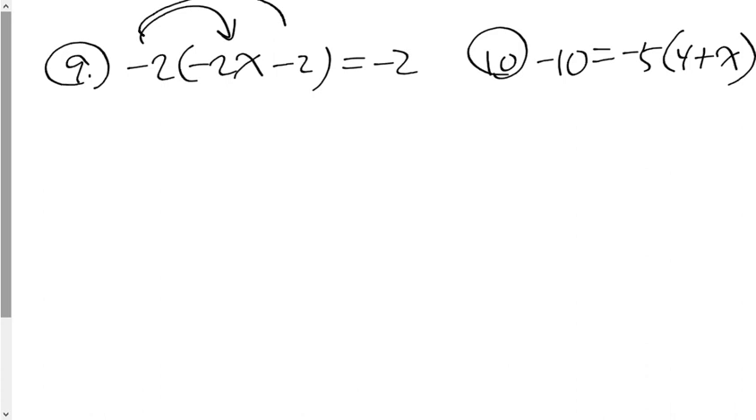If you think about the multiplication of these two, when we talked about distributive property, this is really a negative 2 multiplied by negative 2x and a negative 2 multiplied by a negative 2, because you're multiplying both of those parts in the bracket by negative 2. So a negative 2 times a negative 2x.